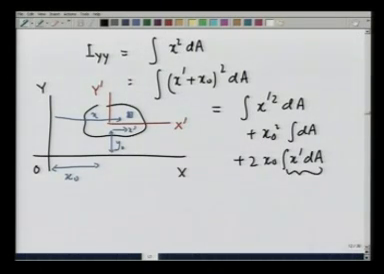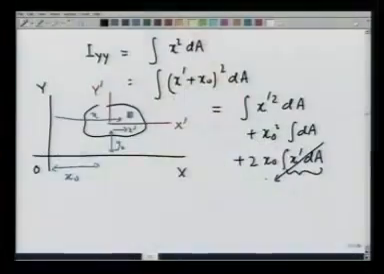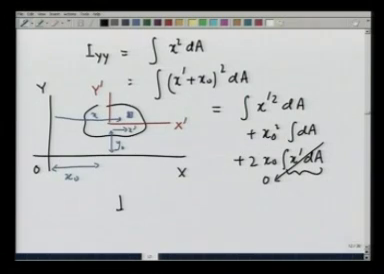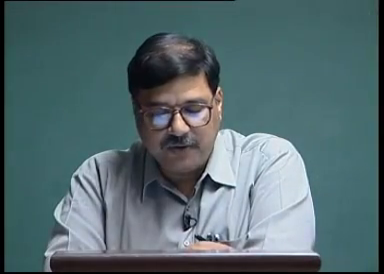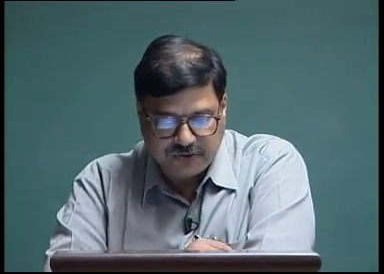This again, by the same logic as we applied earlier, is the x coordinate of the centroid in the coordinate system which has its origin at the centroid itself. So, this is 0. So, I get I_yy is equal to I_y' plus x_0 squared times A. So, it is as if the entire area is concentrated at the centroid, plus whatever the second moment of area is about the axis passing through the centroid.